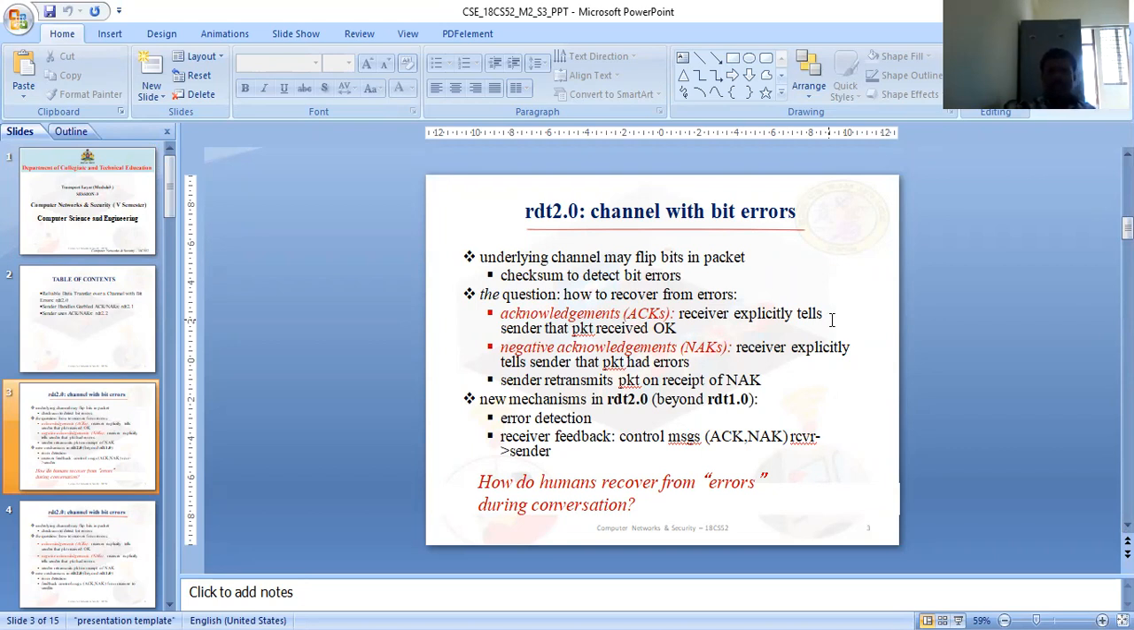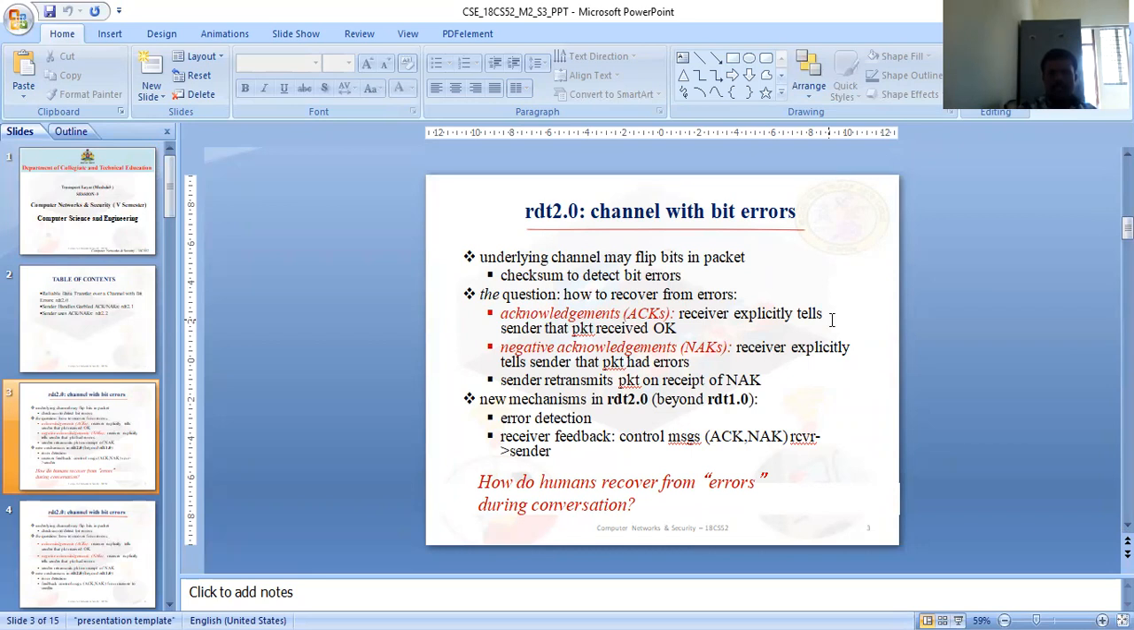Acknowledgement, when received, explicitly tells the sender that the packet was received okay. Negative acknowledgement, when received, explicitly tells the sender that the packet had errors. So there is a positive acknowledgement, ACK, and a negative acknowledgement, NAK. The sender retransmits the packet when a negative acknowledgement is received by the sender.